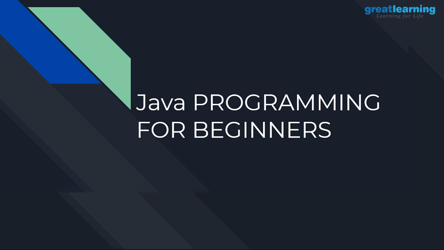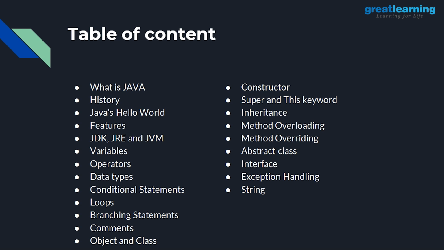Now let's talk about the agenda. First, we will be covering what is Java, then history of Java, Java's Hello World program, features of Java. Then we will cover JDK, JRE, JVM, variables, operators, data types, conditional statements, loops, branching statements, comments, objects and classes. Then we talk about constructors, super and this keyword, inheritance, runtime polymorphism, compile time polymorphism, that is method overloading and overriding. Then we will talk about abstract class, then interfaces, then exception handling, and finally we will conclude this session on strings.